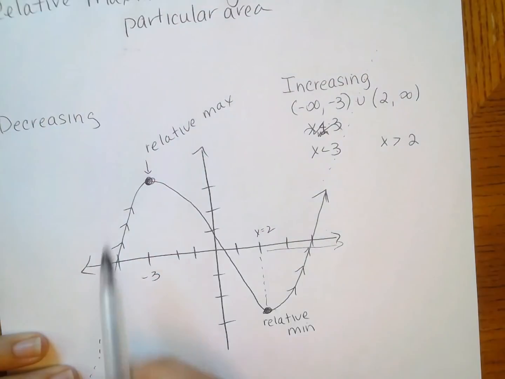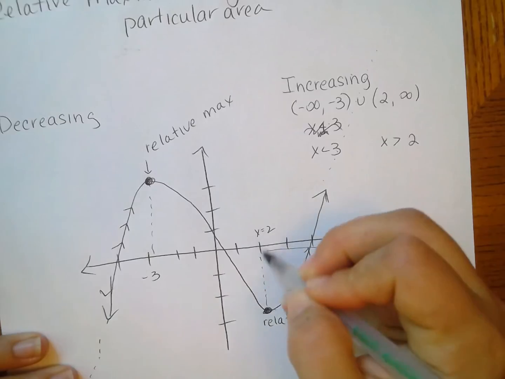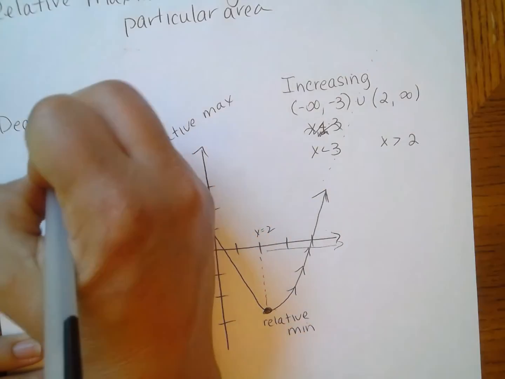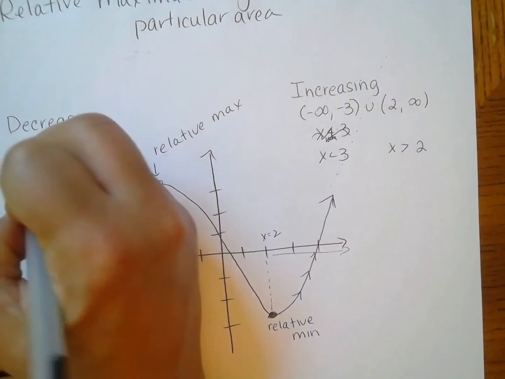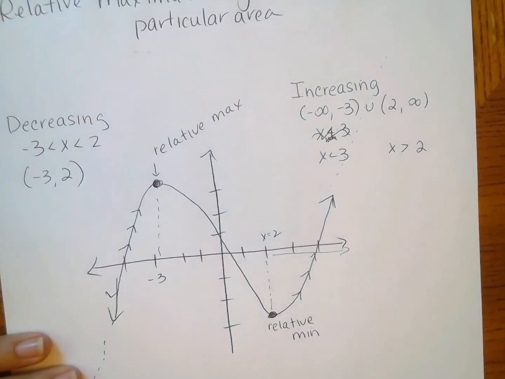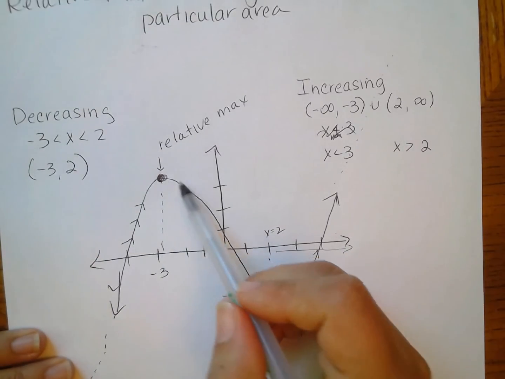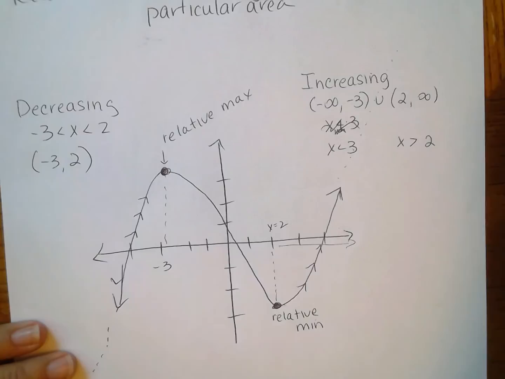Intervals of decreasing: they go from this point here, right? My graph starts falling until I end up down here at my relative min. So my decreasing goes from x is -3 to x is 2. So we can write that it's between -3 and 2, or if I wanted to write it in interval notation, it would look like that. All right, so I've got increasing, the relative max, decreasing, the relative min, increasing. All right, until next time.